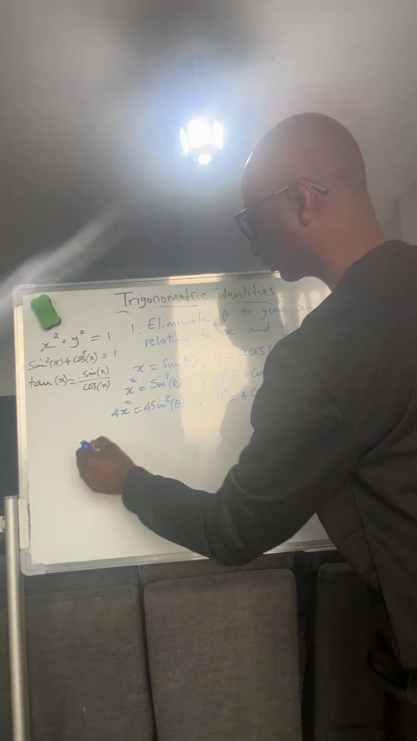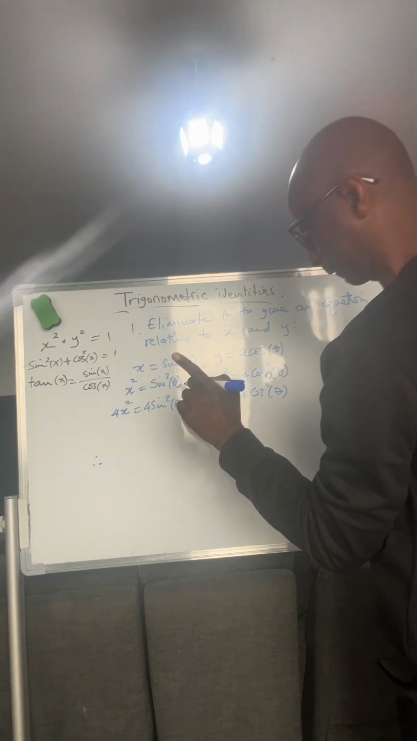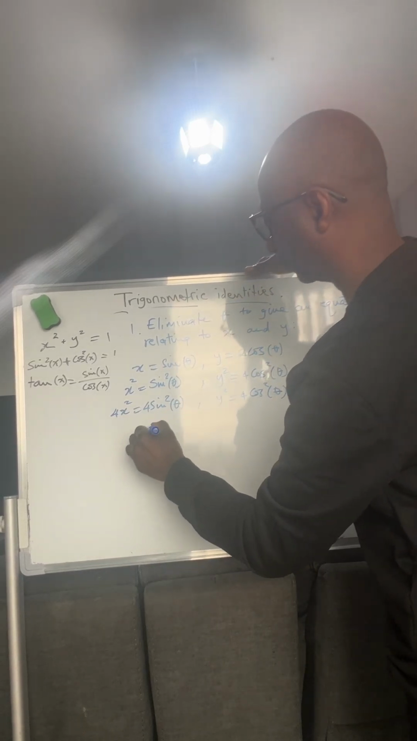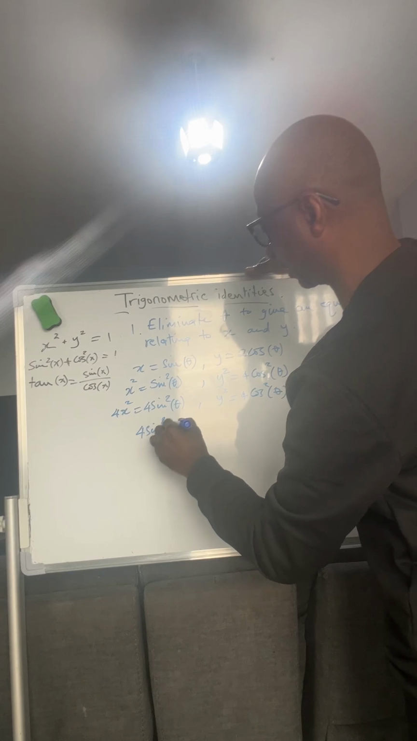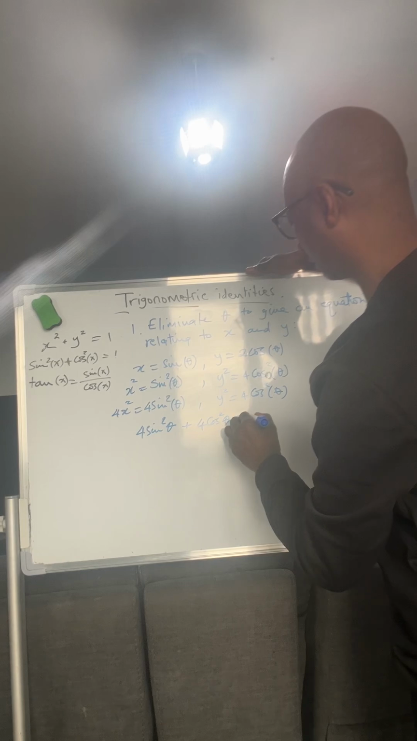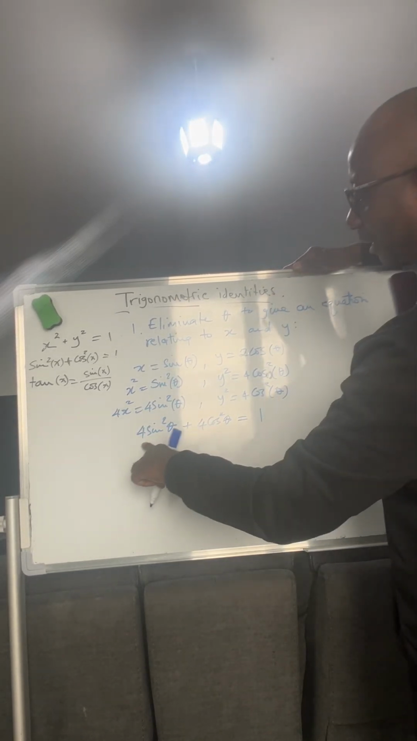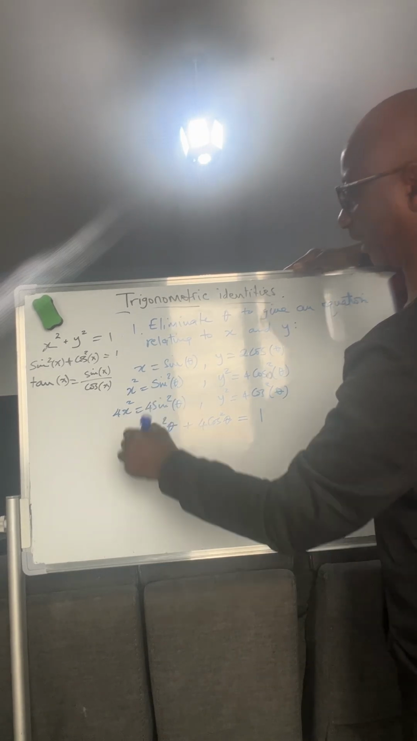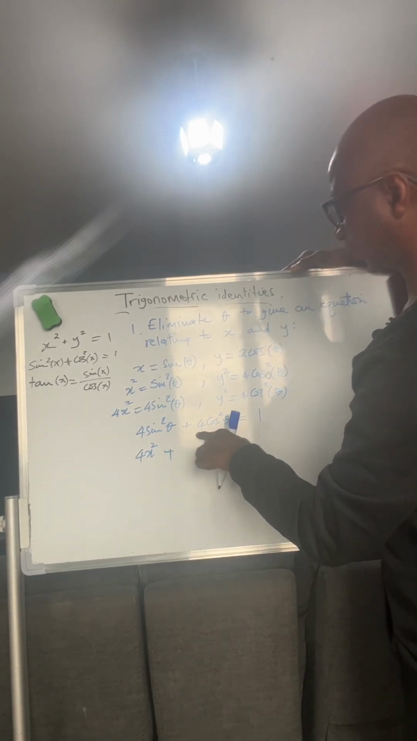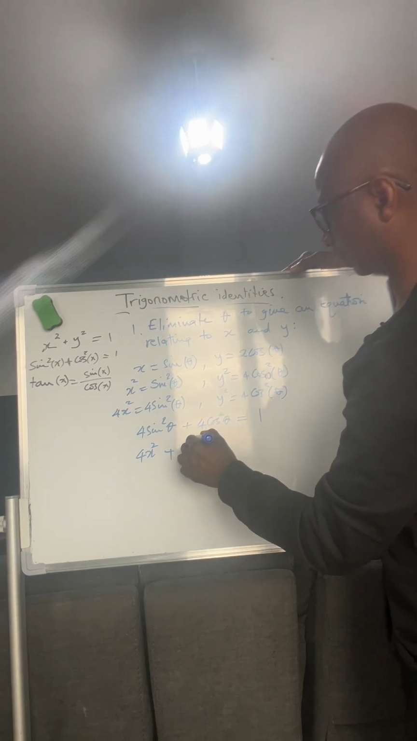So therefore, we know now that 4 sin squared theta plus 4 cos squared theta equals 1. We know this relationship, right? But what is 4 sin squared theta? 4 sin squared theta is 4x squared. Plus, what is 4 cos squared theta? 4 cos squared theta is y squared. It's only y squared. This is 1.